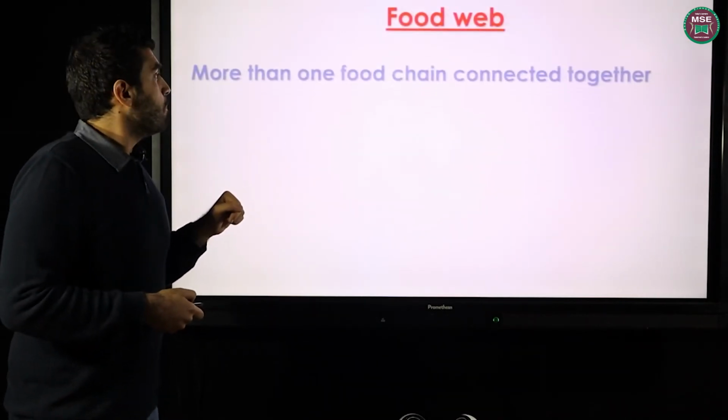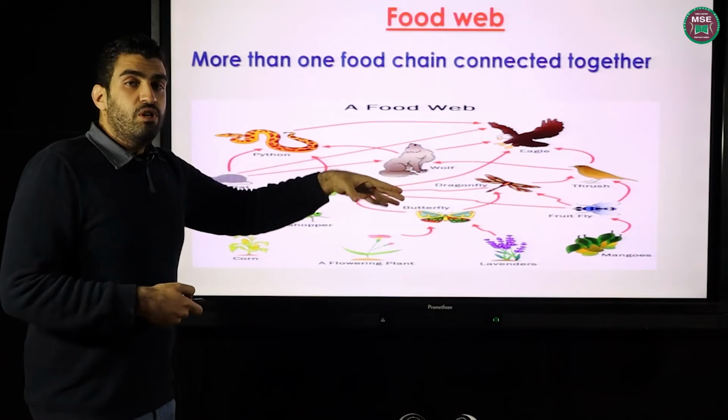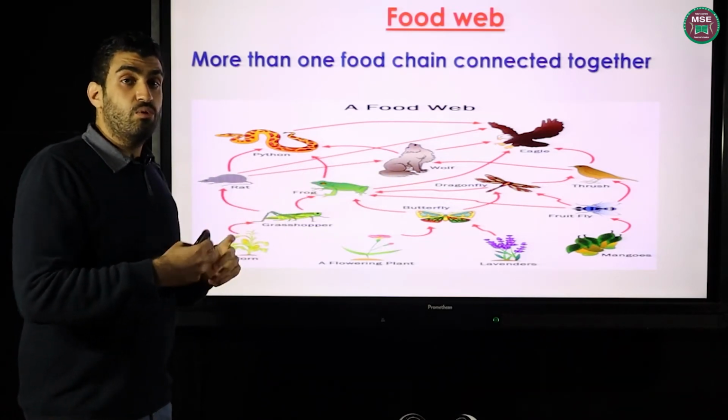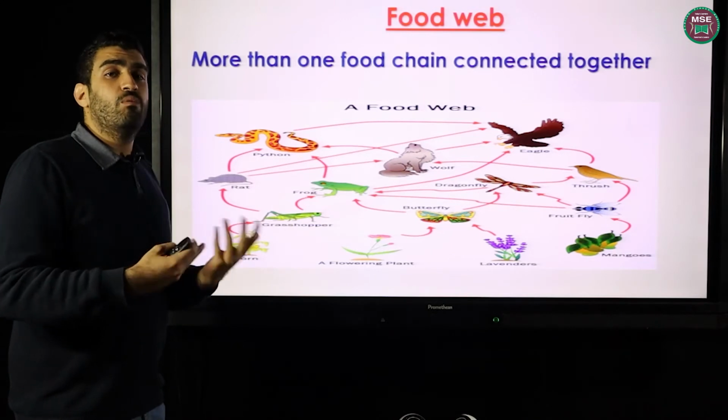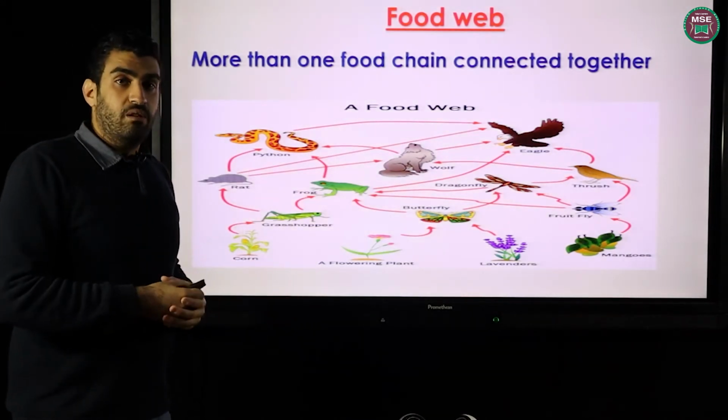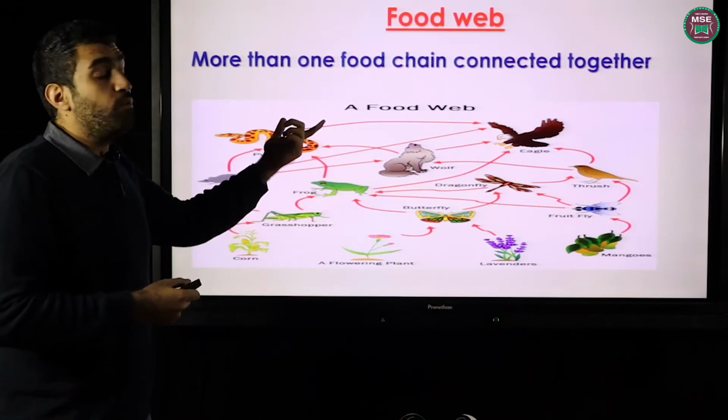Food web: more than one food chain connected together. Maybe I eat more than one type, okay? So I may participate in more than one food chain. This is called a food web.